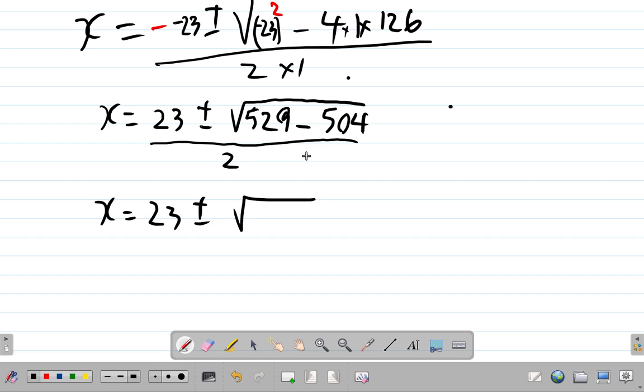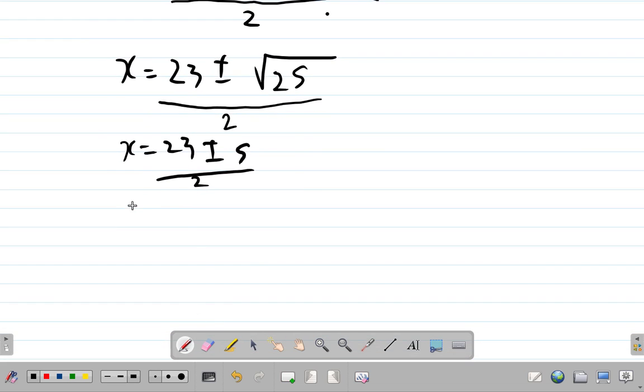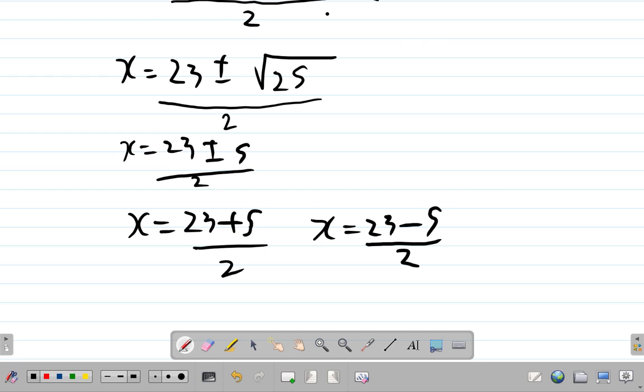Same as 29 minus 4. 9 minus 4 is 5, so it's 25 divided by 2. Alright. So it's really x equals 23 plus or minus 5 divided by 2, because the square root of 25 is 5. So what you have in one case is x is equal to 23 plus 5 divided by 2. In the other case it's x equals 23 minus 5 divided by 2.